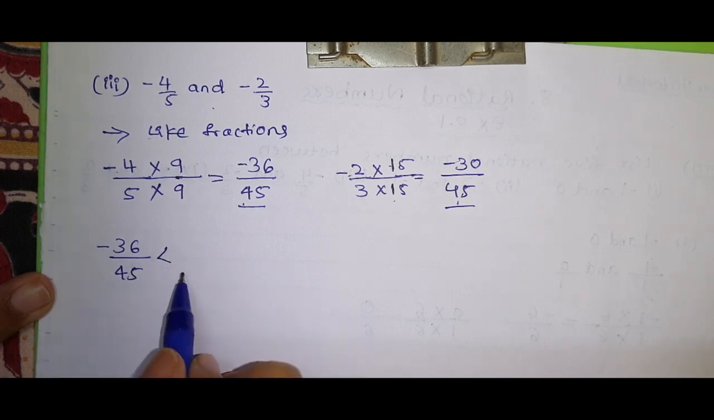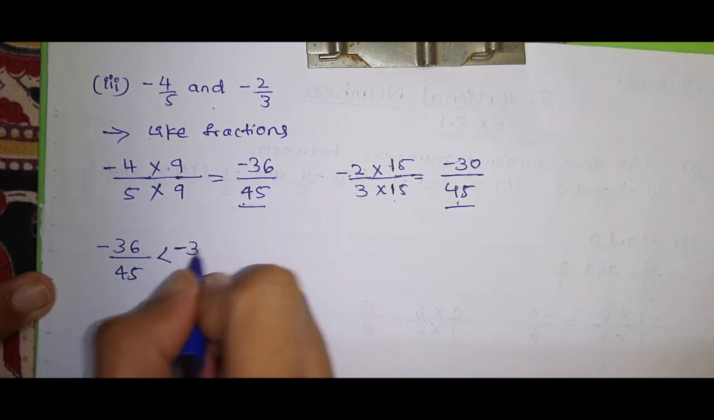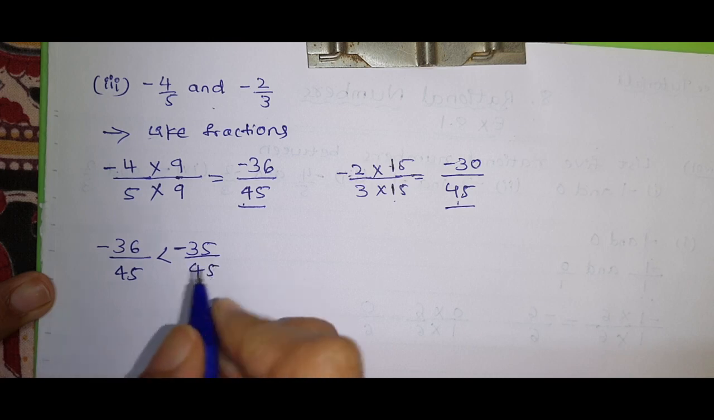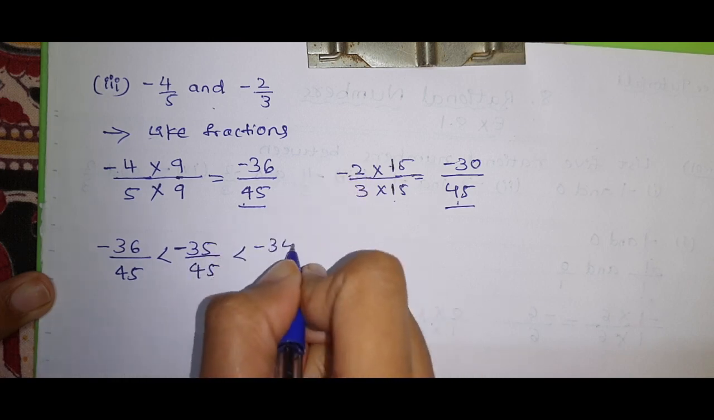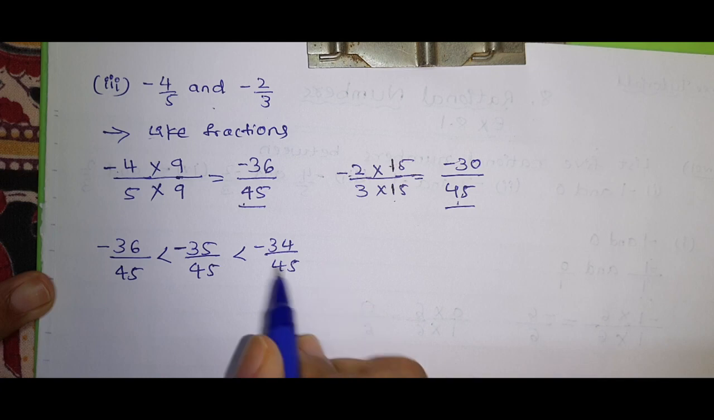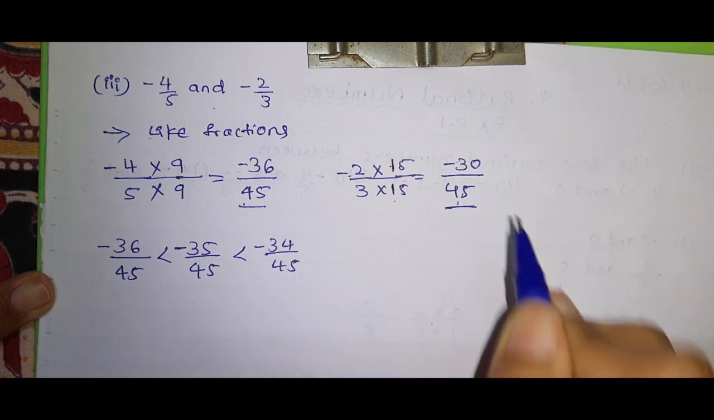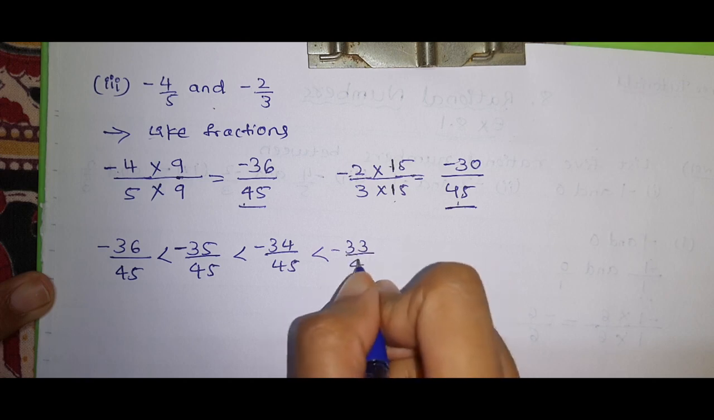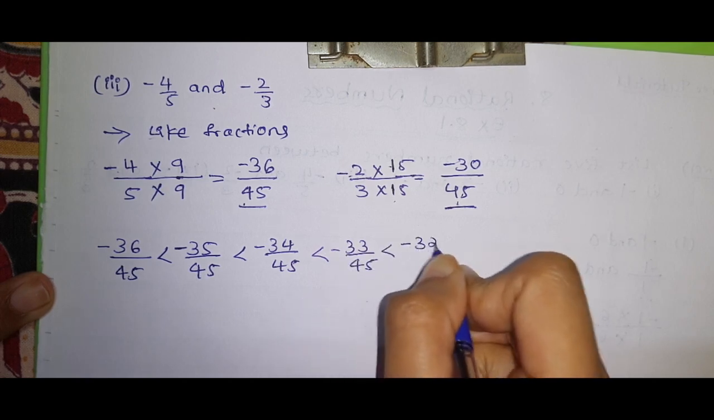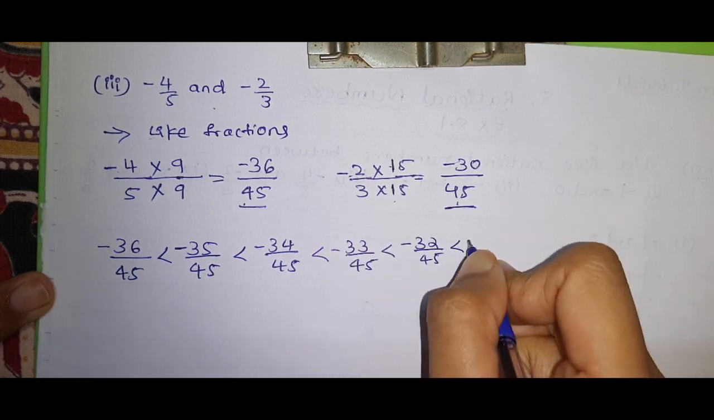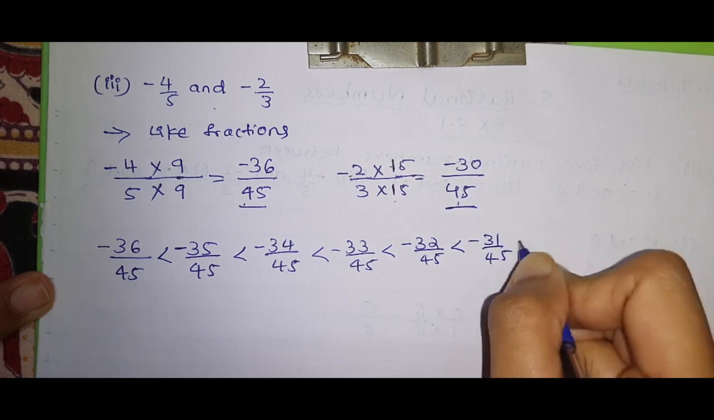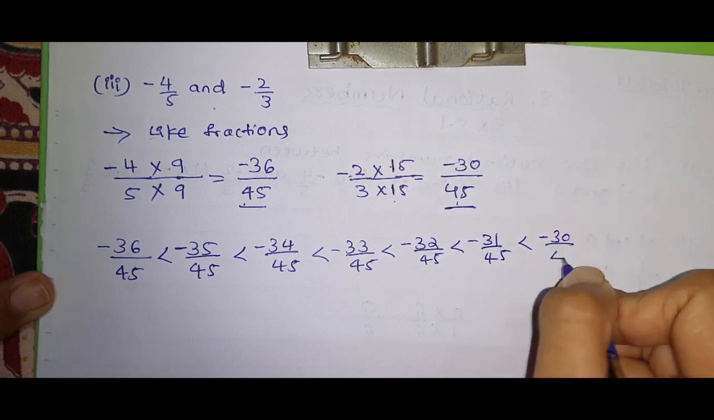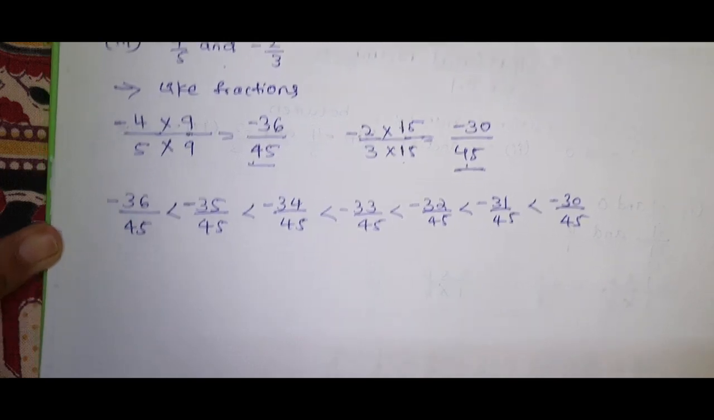Now what is the next greater number to this? The next greater number will be minus 35 divided by 45. The next one will be minus 34 divided by 45. I should write the numbers till I get minus 30 divided by 45. So this will be minus 33 divided by 45, minus 32 divided by 45, minus 31 divided by 45. Finally, we got minus 30 divided by 45.